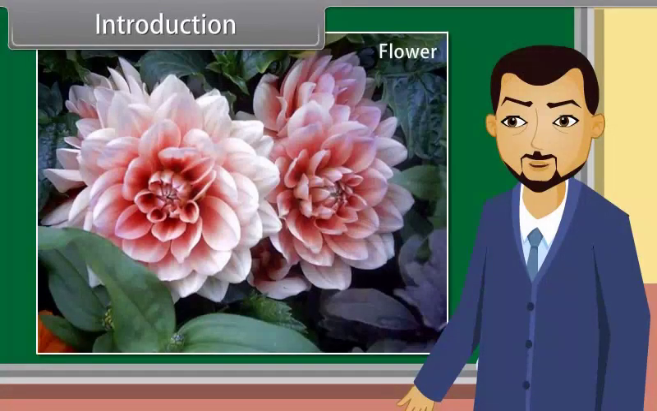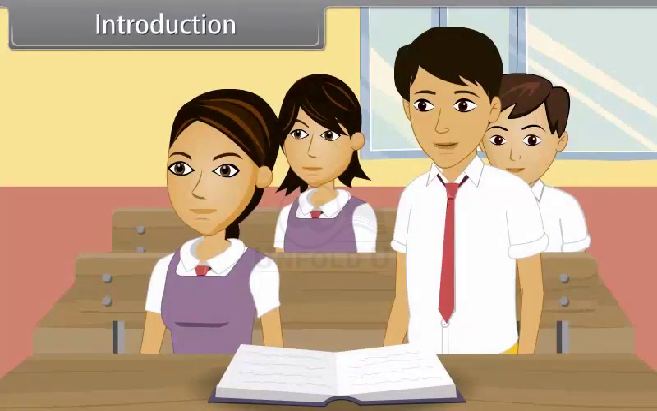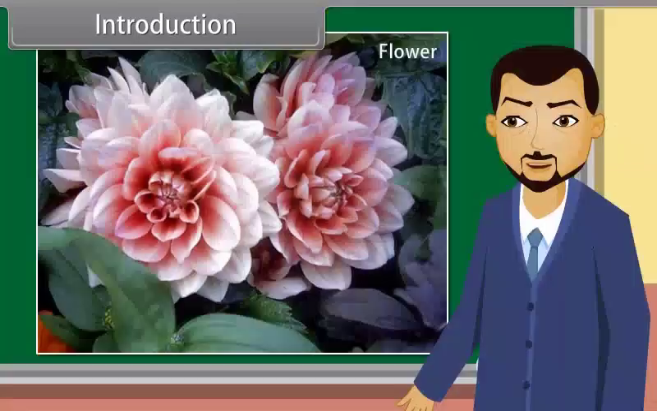Flowers are the reproductive part of plants. How do these beautiful flowers reproduce to form a fruit and seed? Okay, let us learn about sexual reproduction in flowering plants in detail.